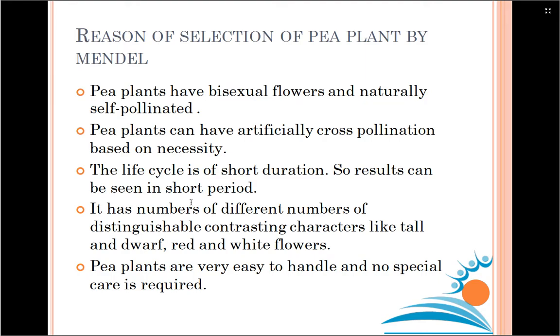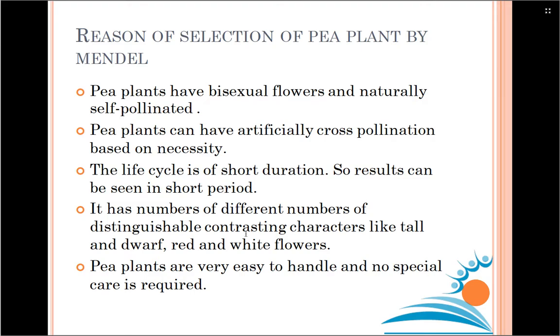And you can find a large number of contrasting characters in the pea plant. That is why he selected the pea plant. For example, you can find pea plants with tall and dwarf characters. You can find pea plants with red and white flowers, and so on. So we can find a large number of contrasting characters in the pea plant. That is why he selected the pea plant for his experiment.